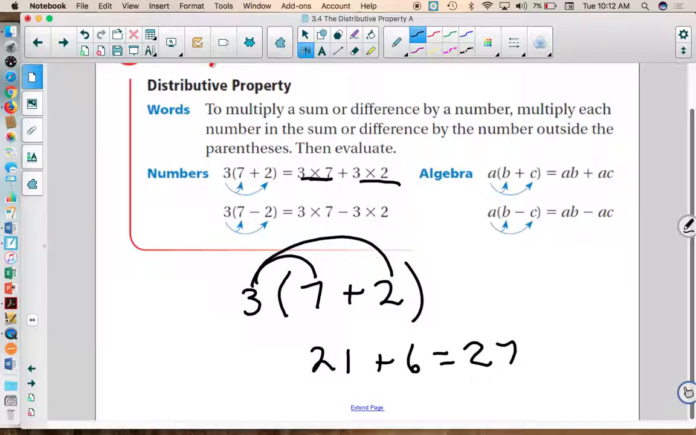The problem I find with a lot of kids, though, is that many will say 3 times 7 is 21 plus 2, because they forget that they're multiplying both pieces of that by the 3. And I think of it this way.